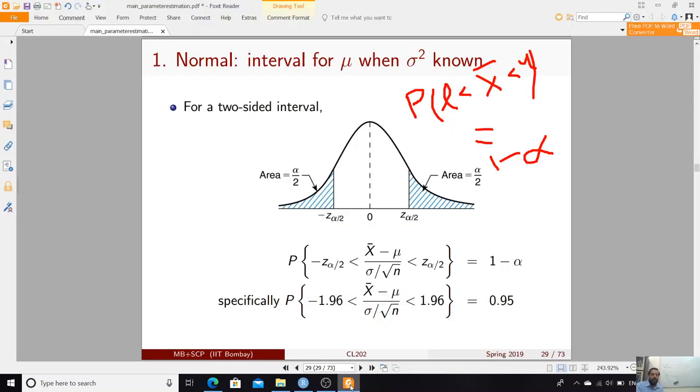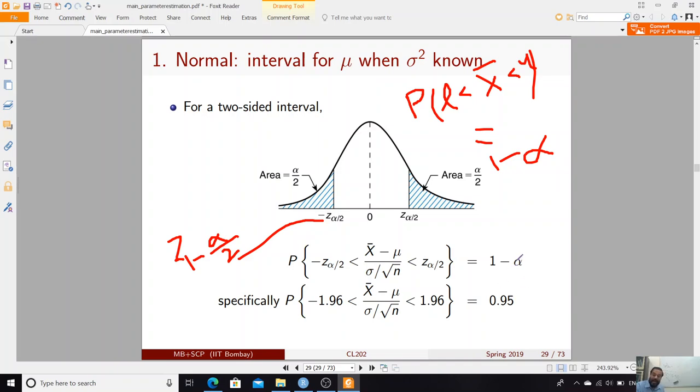Okay. However, it turns out that because this is symmetric, z of 1 minus alpha by 2 is the same as minus z of alpha by 2. So this is the same as this number over here, and that is just because it is symmetric. This is not true in every case. So now you can see from the derivation on the board that what you get here is 1 minus alpha.